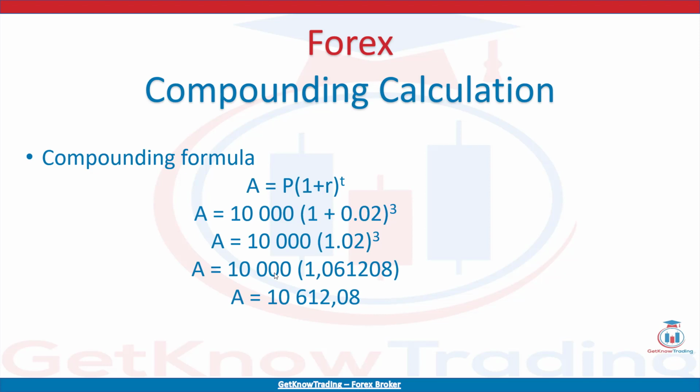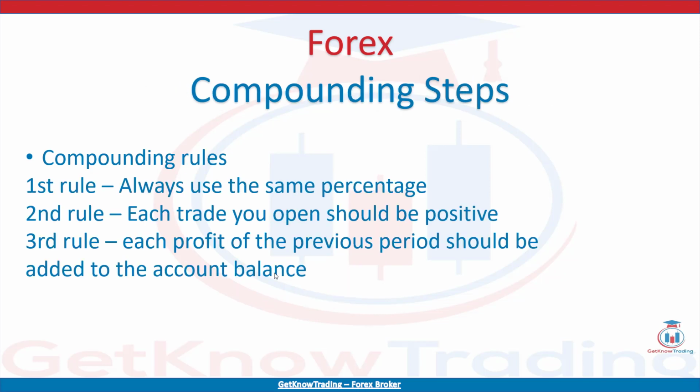Let me show this formula on an example where I had $10,000 as initial balance. So P is 10,000 and 2% of profit on each trade, so R is 0.02. The time period will be the number of trades. In my case, I had 3 trades, so T is equal to 3. Now here is the calculation. When I make each trade separately, you will see how I have got the above results. Here is the step-by-step of the Forex calculator to compound with the compounding rules I have mentioned. Here are the rules again.